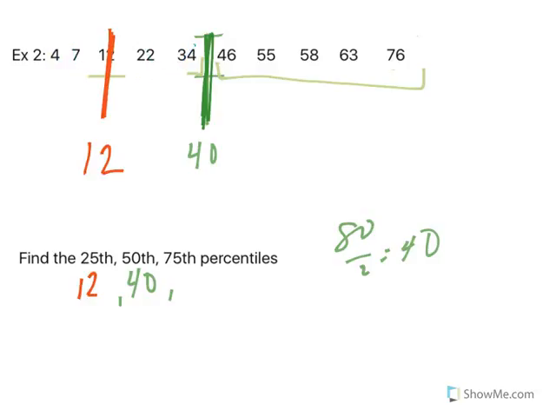Clean it up to make it pretty. Okay. On the right side, I have 1 number. It cuts right through 58. So my 75th percentile is 58.